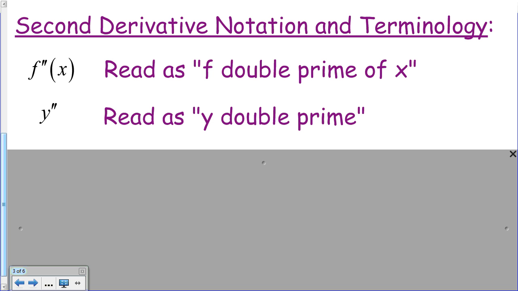If it's just y as your function to start off with, y equals something, and you want to find the second derivative, then we'd say y double prime. Just like we'd say y prime if it was just a first derivative.